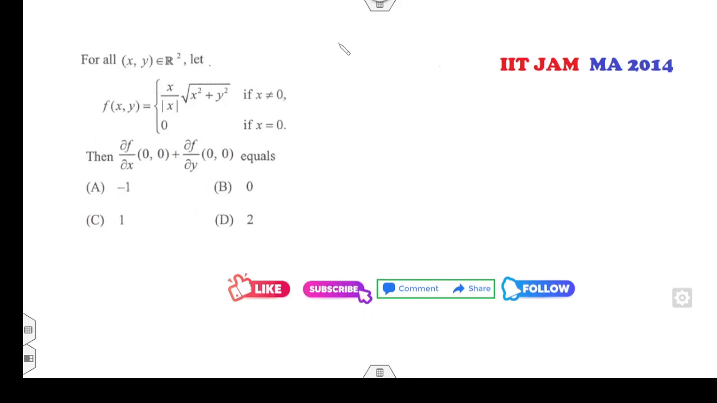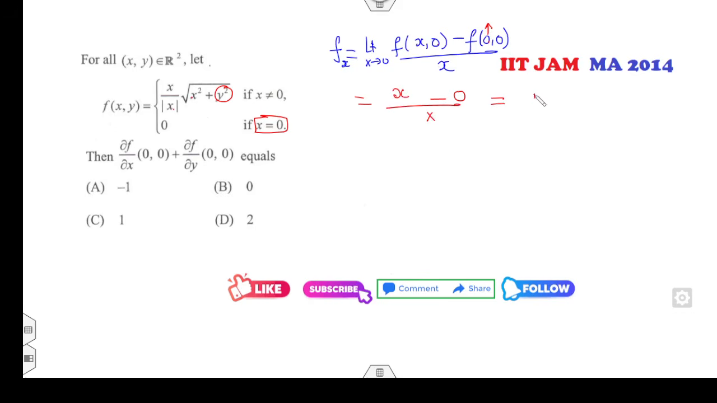Okay, look at this another one. Again, your target is to find the limits of the partial derivatives at the point 0. fx is the limit of f of x comma 0 minus f of 0 comma 0 divided by x. Whenever y is 0, it's a root of x square, so it will be cancelled out. x over x is 1. So your answer is 1.